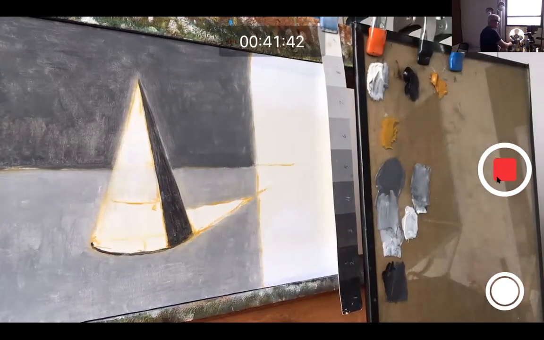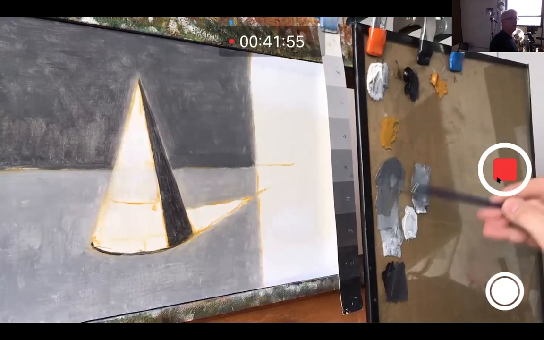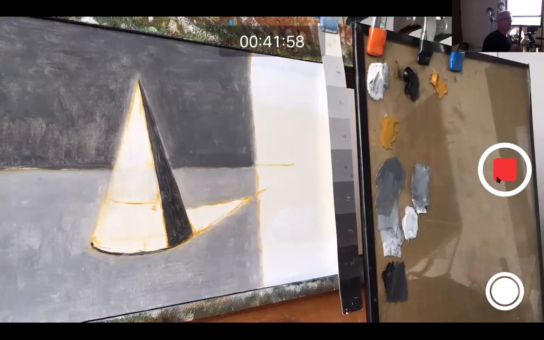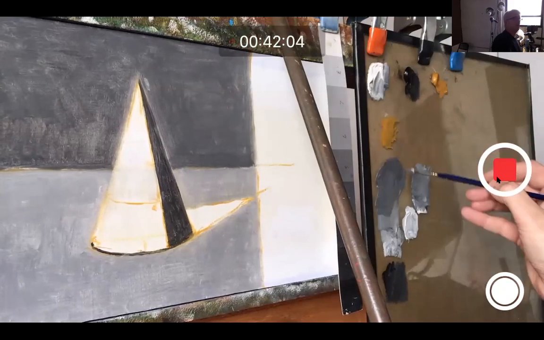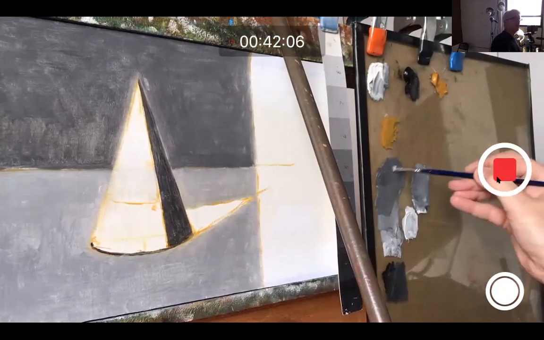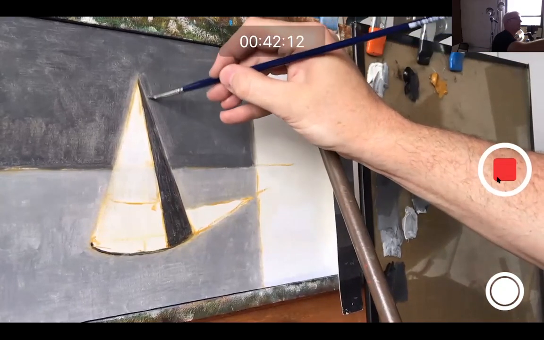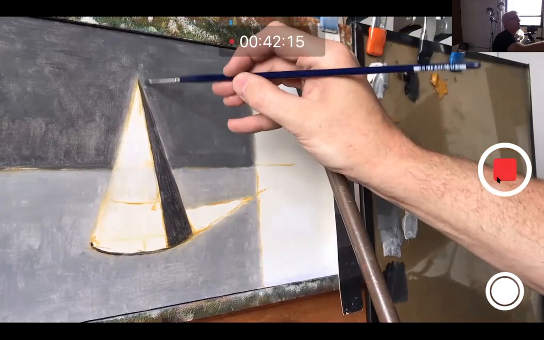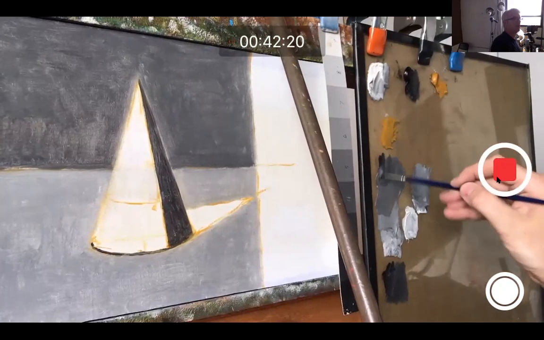I've started blocking in the shadow mass on that cone in a very simple way. I've simplified the shadow shape to one unified shape. So that's a start. Obviously, we're not going to leave the painting that way. But I would like people to think about the light and shadow in a very simple, large way. Don't get bogged down in details at this point.